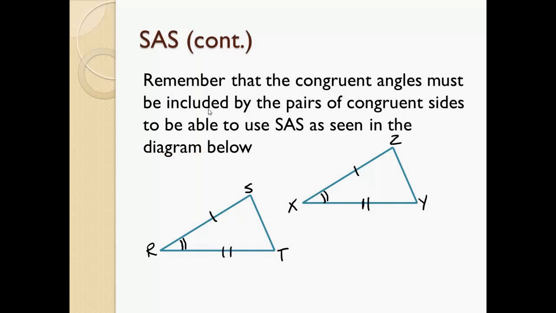All right, so remember that the congruent angles must be included by the pairs of congruent sides. So we've got this side is congruent to that one, this side is congruent to that one. So the included angle, which are shown to be congruent, is what we would use to be able to prove these triangles congruent by side angle side. And if you were looking for what kind of transformation this is, this would be a slide.